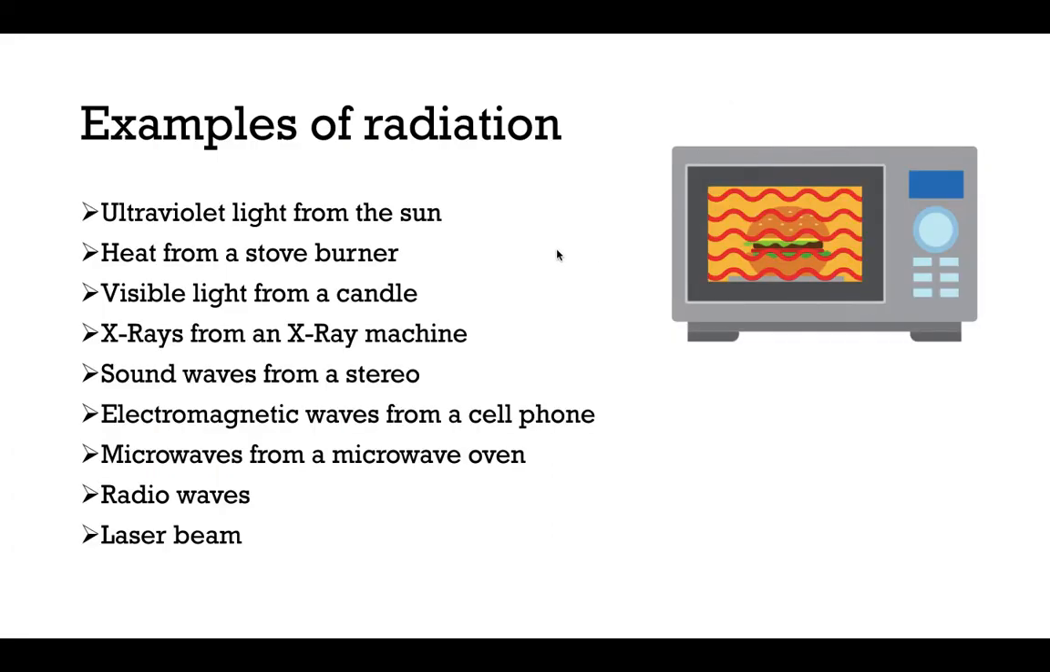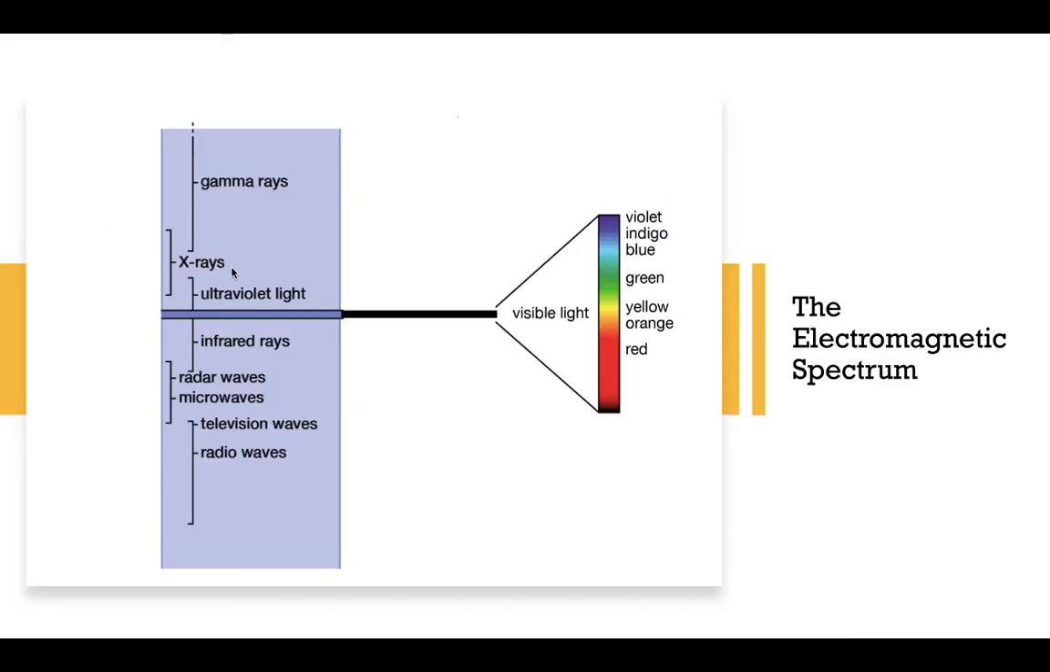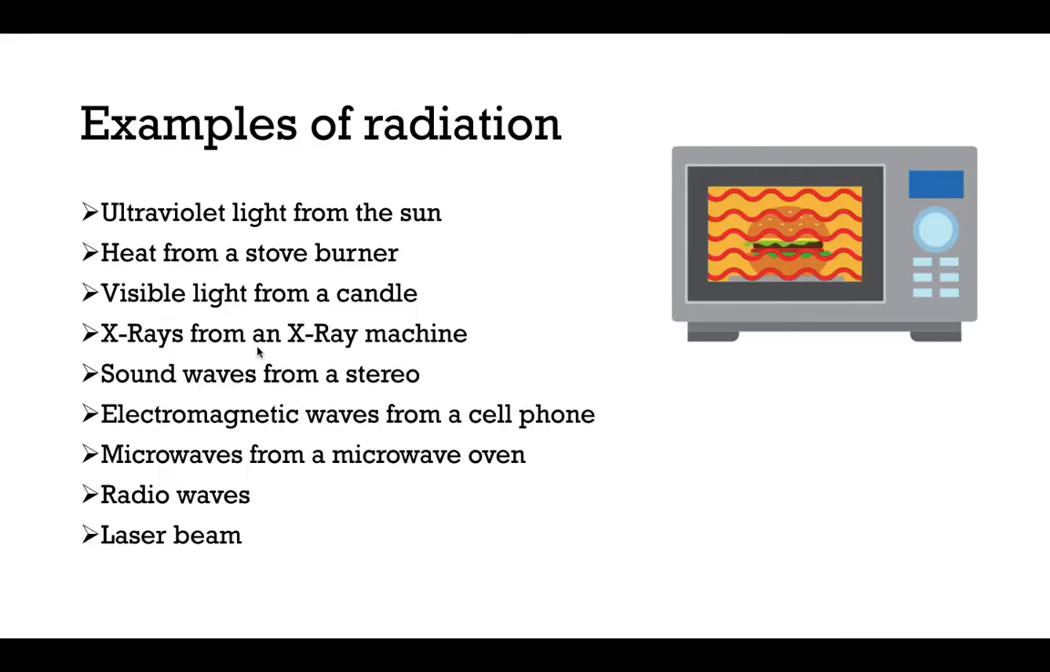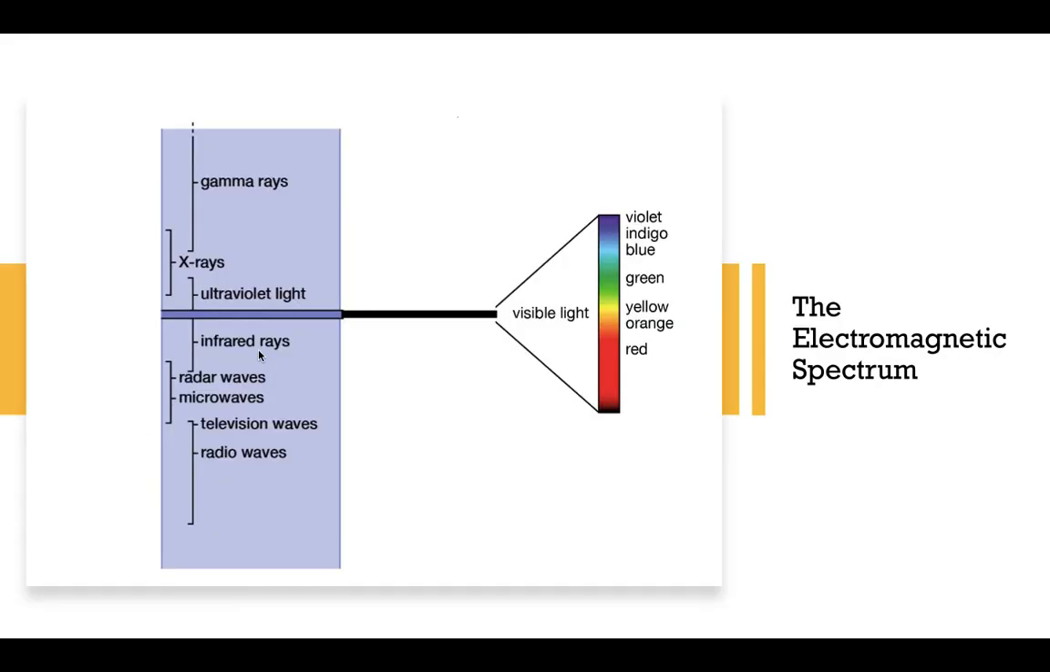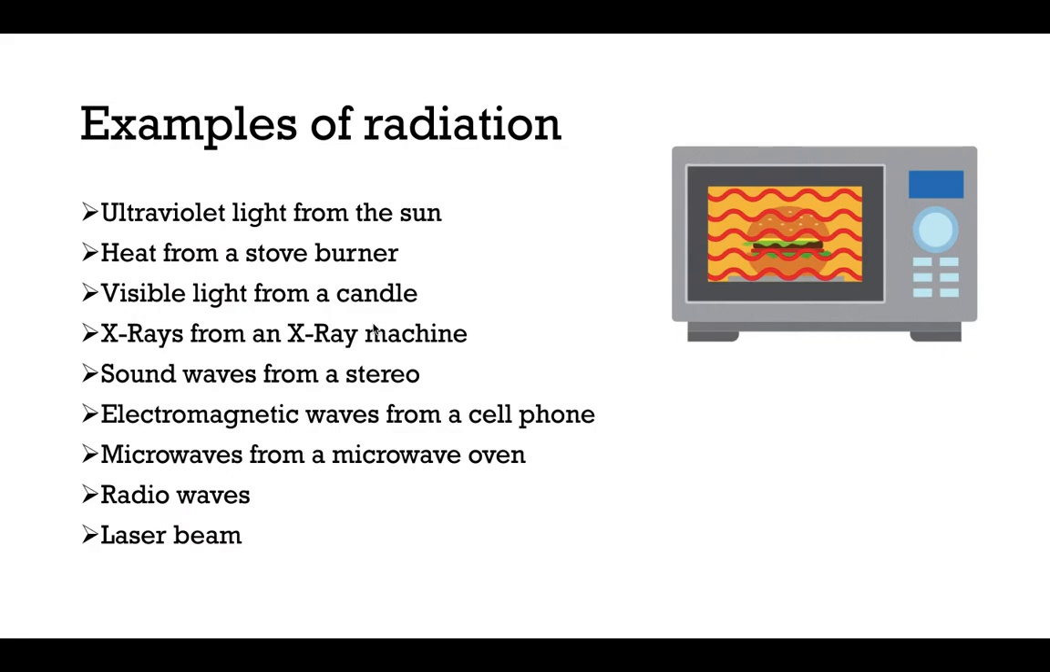Here I listed some examples of radiation. We have the ultraviolet light from the sun. Obviously, here it comes right from the sun. The visible light from a candle. This is the visible light. It comes in between the ultraviolet and the infrared. And we have the X-rays from an X-ray machine, obviously. The sound waves from a stereo. We have the electromagnetic waves from a cell phone. Microwaves from a microwave oven, and radio waves and laser beam. Those are all examples of radiation.